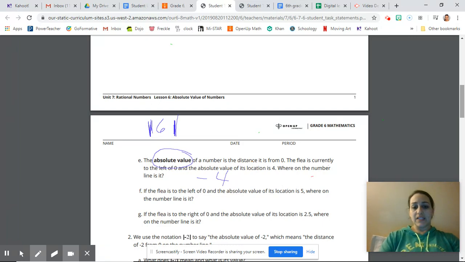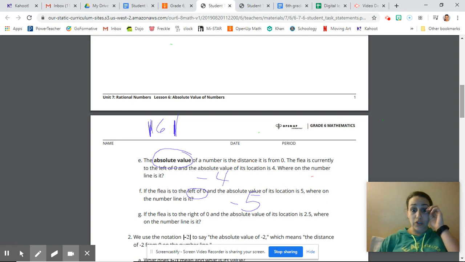If the flea is to the left of 0 and the absolute value of its location is 5, where on the number line is it? Okay, so its absolute value is positive 5. That's a positive number, a regular plain old whole number. But it says that we are again to the left of 0. It's important to pay attention to that because left is less, left is lower. If we're left of 0, 5 spaces, we're 5 spaces behind, which means that we are -5.